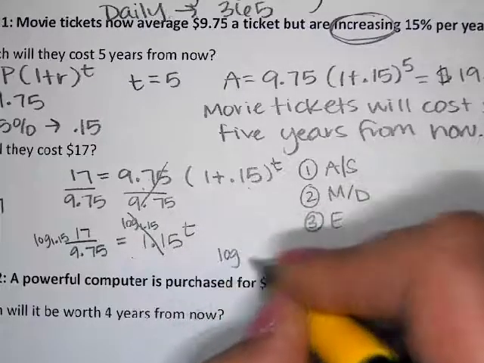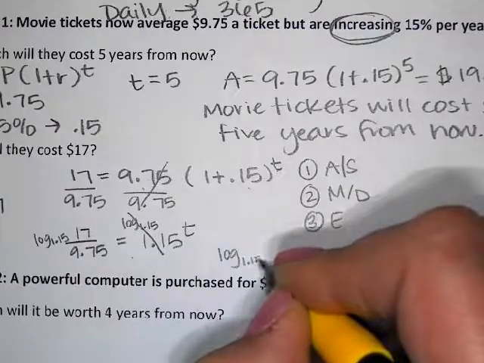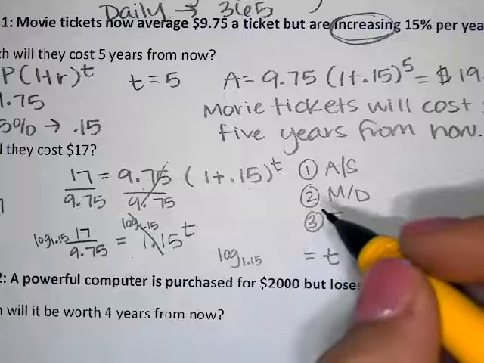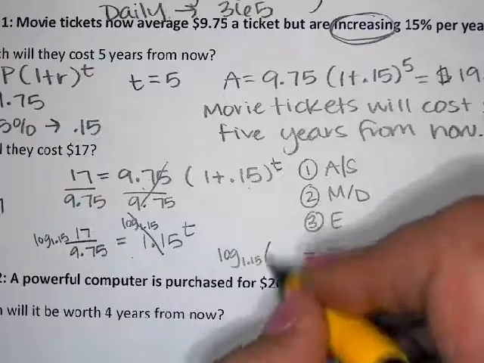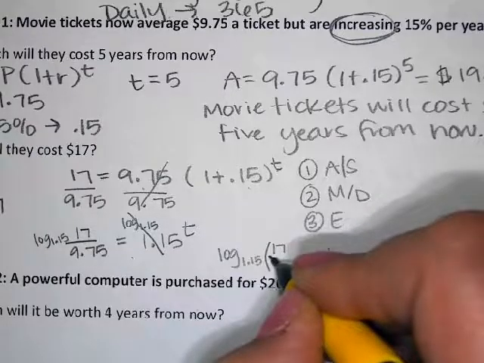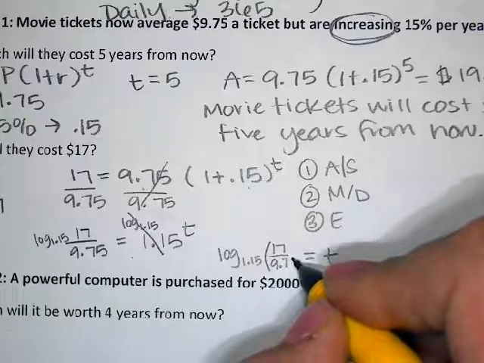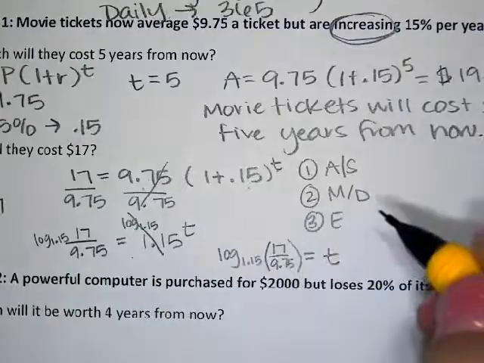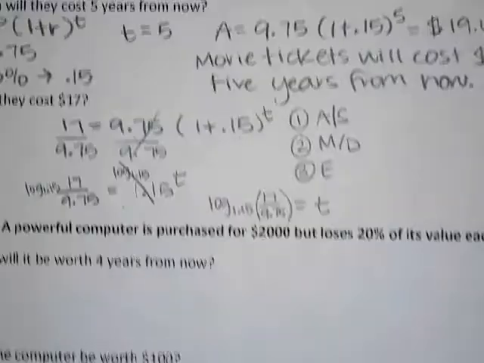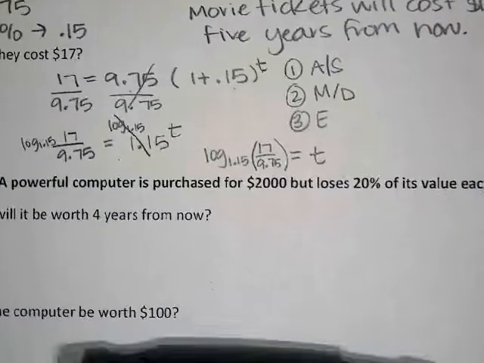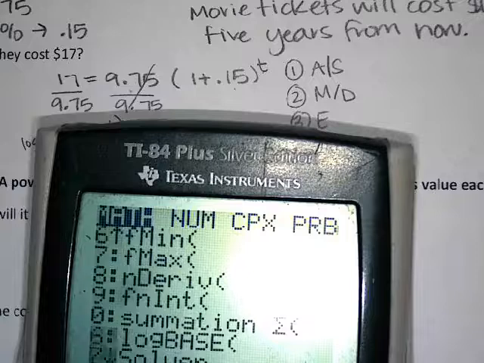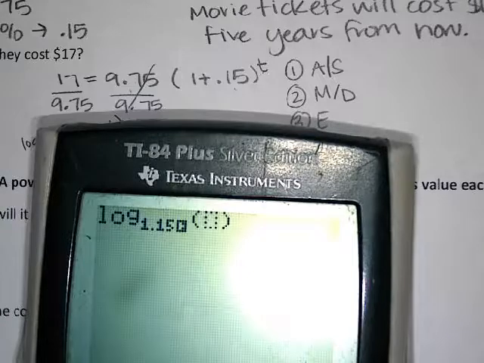Do we have to what? Yeah, and so we're going to plug it in our calculator. And your calculator is going to pop up these parentheses, and this is what we're going to put in the parentheses. So how do we type in log of 1.15? Math up, math up, 1.15, and then 17 divided by 9.75.